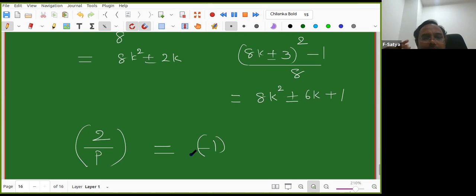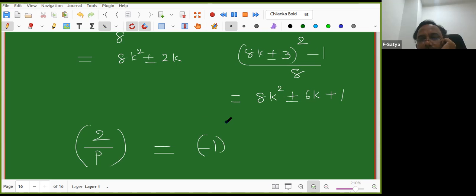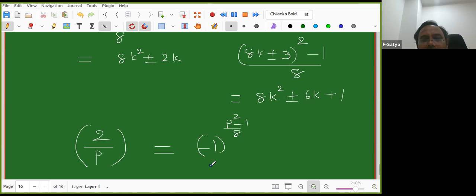Achila, can you tell? Minus 1 power p square minus 1 by 8. Beautiful, right? You need not check all those cases now. Just check with this. You compute 2 by p. I want to know whether 2 is a quadratic residue modulo p or not. For that you compute minus 1 power p square minus 1 by 8, and depending upon that you know whether a solution exists or not. One single approach.